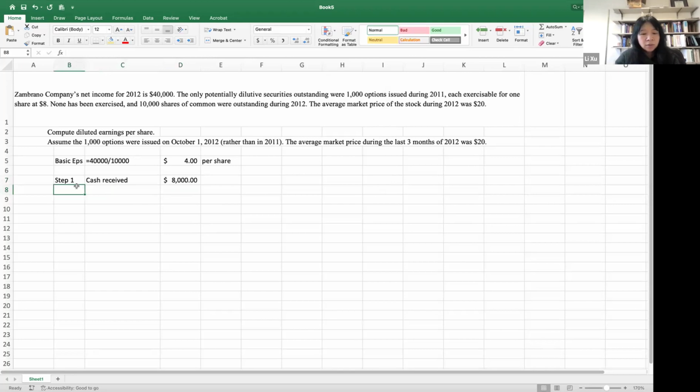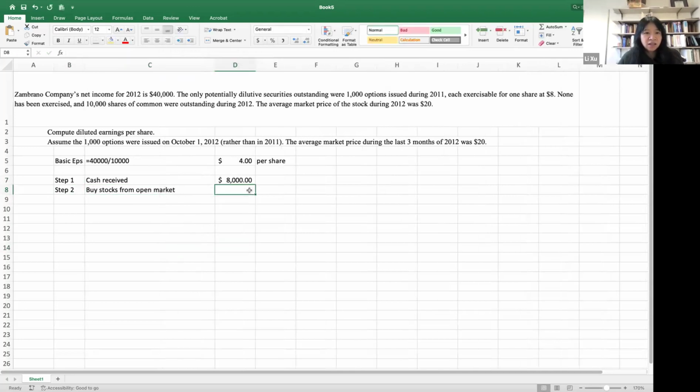Step two, we assume you're actually going to buy stock from the open market. This is just an assumption, and we call it the treasury stock approach. And what price are you going to pay? We use the average price for the year. So we take 8,000 divided by 20, and that gives you 4,000 shares. Sorry, 400 shares.